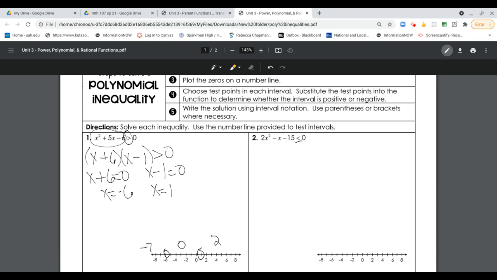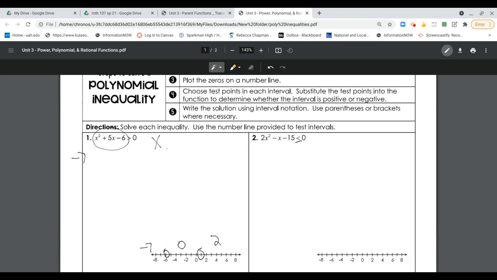So what I'm going to do is plug each one of those numbers into the original problem. So I'm going to erase this to make room. If you need to pause the video to copy any of that I just erased, please do that. So the first test point is I'm going to plug in negative 7. I'm going to plug it into the original problem, or you can plug it into the factored version, which was x plus 6, x minus 1.